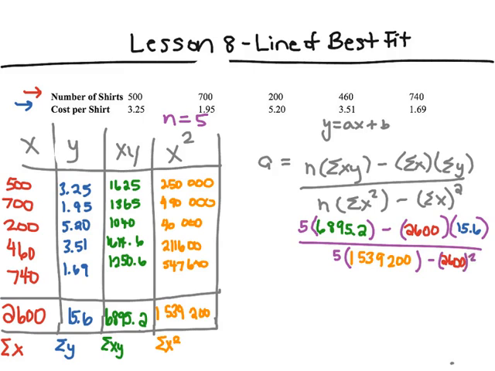So now we're just plugging this into the formula. I typed the entire thing into the calculator, and for my top number I got negative 6,084. When I typed the entire bottom in, I got 936,000. And when you divide the two, you get negative 0.0065. So that is our a value.